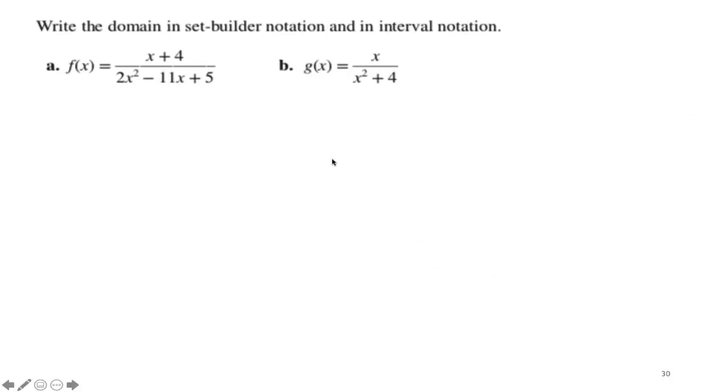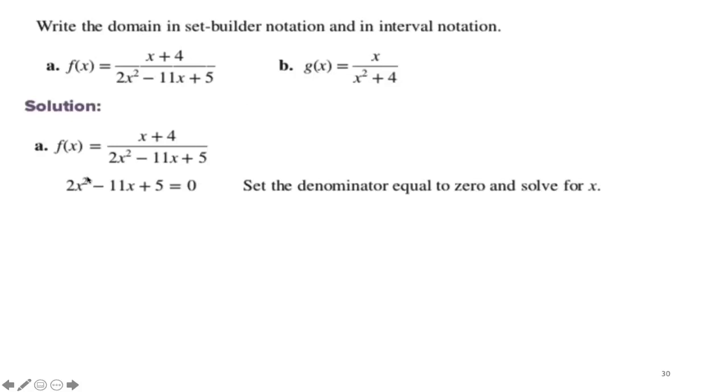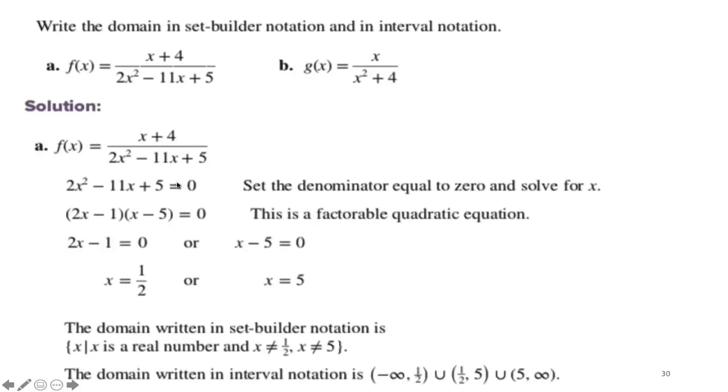Okay, let's find the domain of these functions. So again, the domain is basically where the bottom is not 0. So let's solve for when the bottom is 0. Set the denominator equal to 0, factor into 2 parts, 2x minus 1 and x minus 5. So x is either 1/2 or x is 5. So those 2 points are not in the domain. So the set of x such that x is not 1/2 and x is not 5 is the domain of this function.